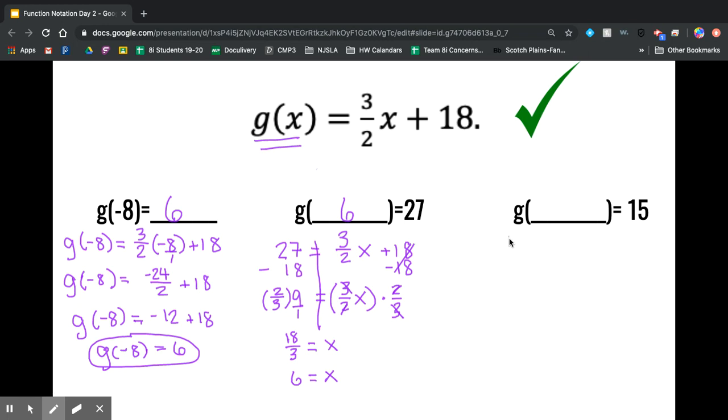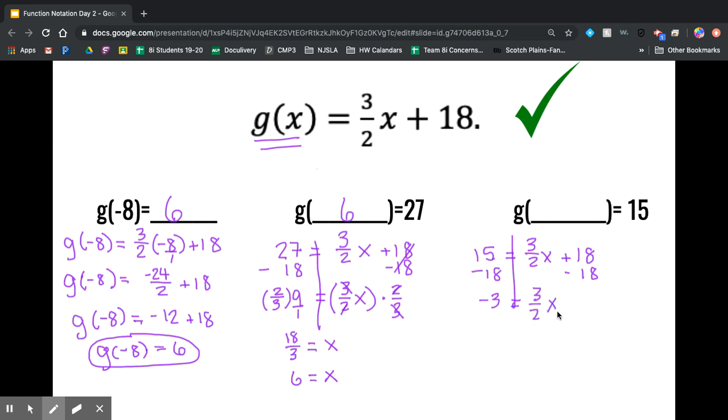So if we try this one together now, what we are given is the output. So again, I'm going to set this up as follows. I'm going to put the 15 on the output side instead of the g of x. And I'm going to write out the equation. And then I'm going to have to solve for x because again, I have this big blank here. I don't know the input. I don't know what should go in for x. I'm going to have to solve. So let's subtract 18. And this time we get -3 equals 3/2 x.